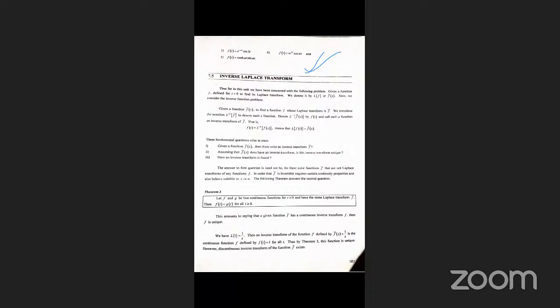L of 1, L of sin at, and L of 1 equal to 1 by s, and the Laplace transformation of t power of n. Already we solved this problem.